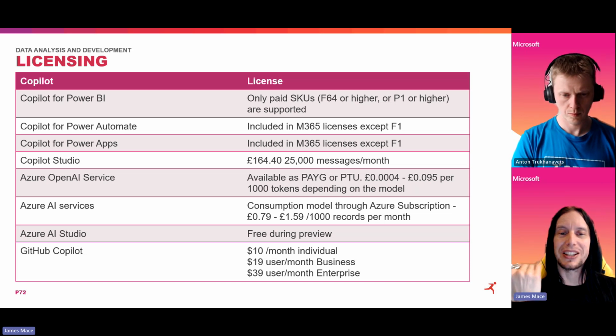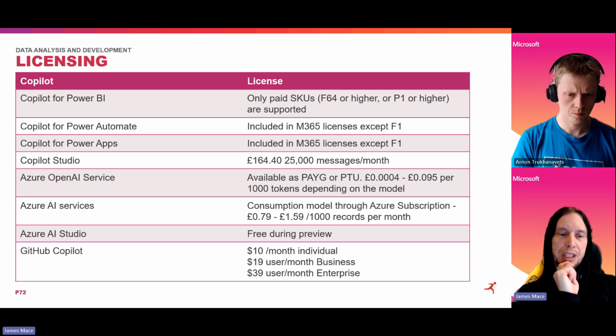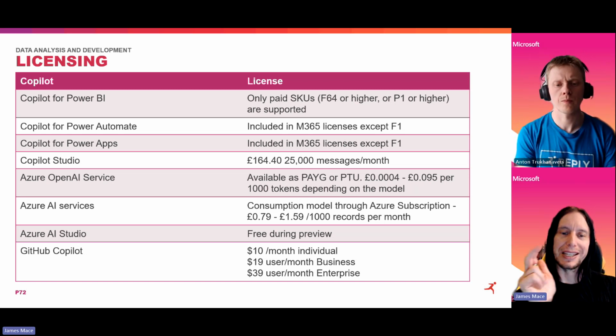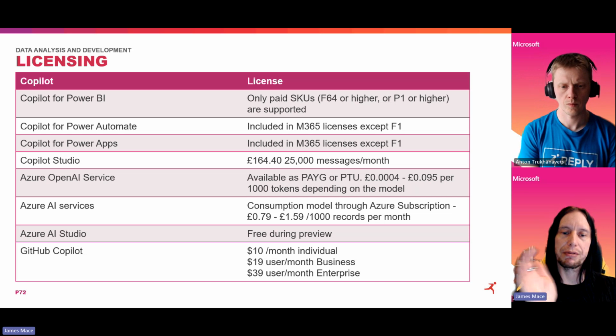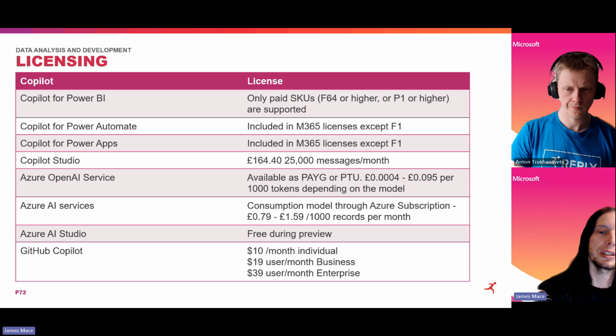My suspicion is it might become a license, kind of like Copilot Studio, or it could even maybe be a consumption model. I actually don't really know, since a lot of this stuff is still pretty new. And lastly, GitHub Copilot is a standalone license with 3 variations, sort of individual, business, and enterprise.